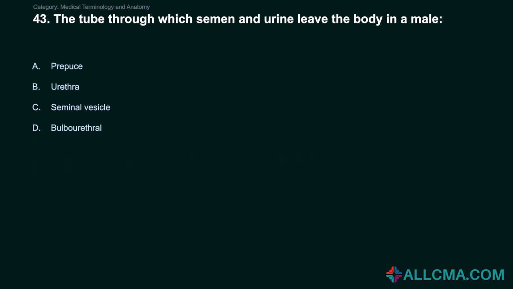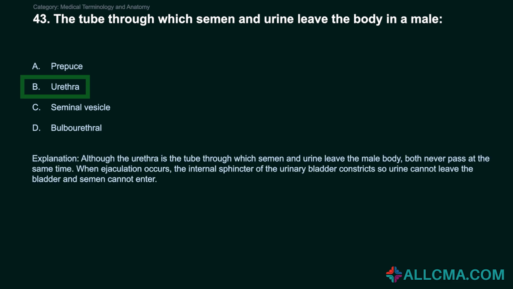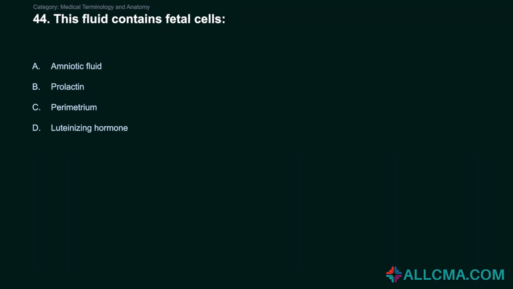43. The tube through which semen and urine leave the body in a male. A. Prepuce. B. Urethra. C. Seminal vesicle. D. Bulbourethral. Correct answer, B. Urethra. Although the urethra is the tube through which semen and urine leave the male body, both never pass at the same time. When ejaculation occurs, the internal sphincter of the urinary bladder constricts so urine cannot leave the bladder and semen cannot enter.